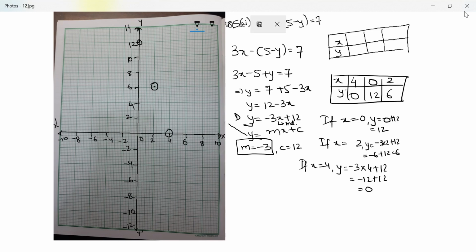Now let's join this line using a scale, extend it on both sides slightly, and what I have plotted is 3x minus 5 minus y is equal to 7. Please write your equation exactly in the form it's given in the question unless specified. So this is my equation. Now let's look at the second part of the question.